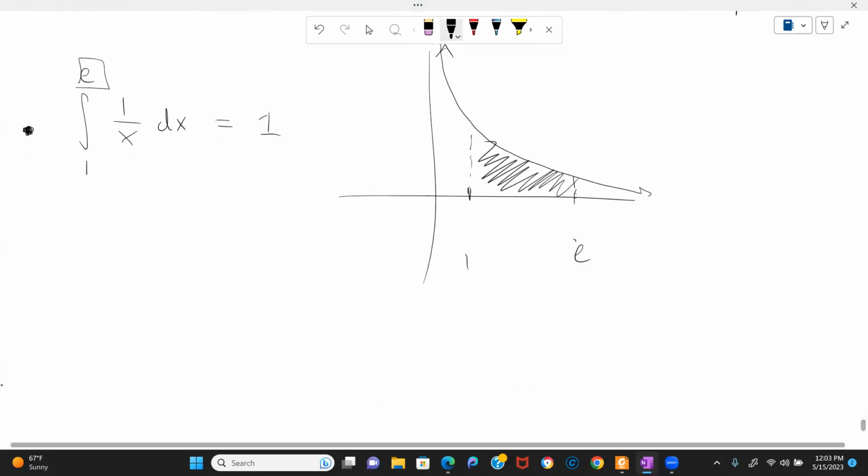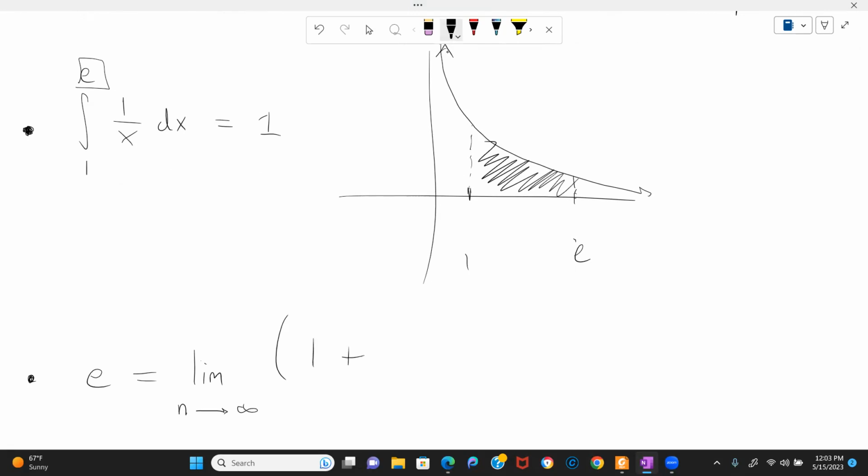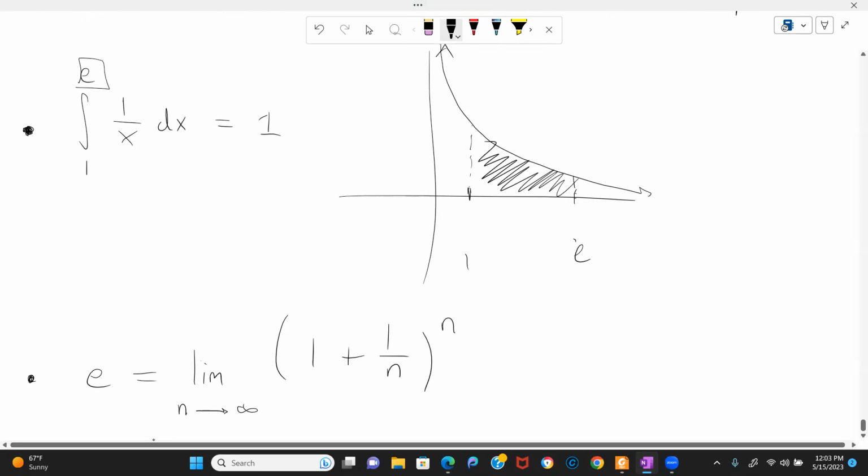e also appears as a limit, and this is one way of defining e. It's the limit as n goes to infinity of (1 plus 1 over n) to the n. So e is this number that's the limit of this kind of crazy looking sequence.